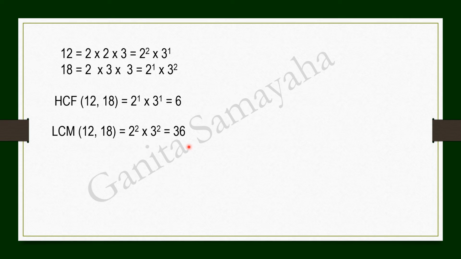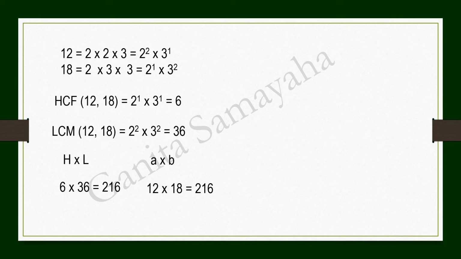That is the meaning. Okay, so let us try to find the product of H and L, that is HCF and LCM. HCF is 6 and LCM is 36. So it is 6 into 36, we get it as 216. Let us try to find the product of A and B. This is A and this is B. It is 12 into 18, which is also 216.